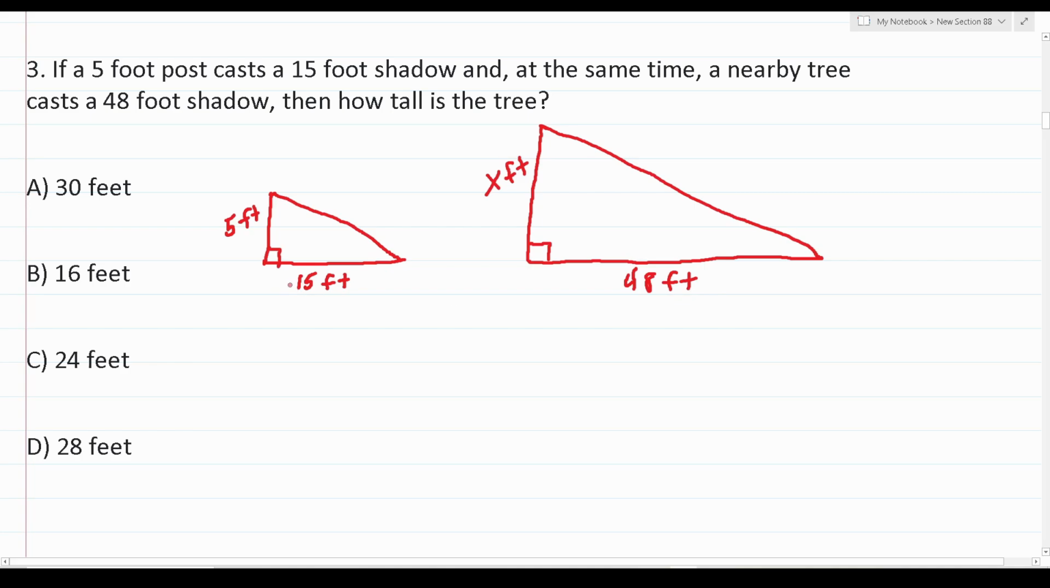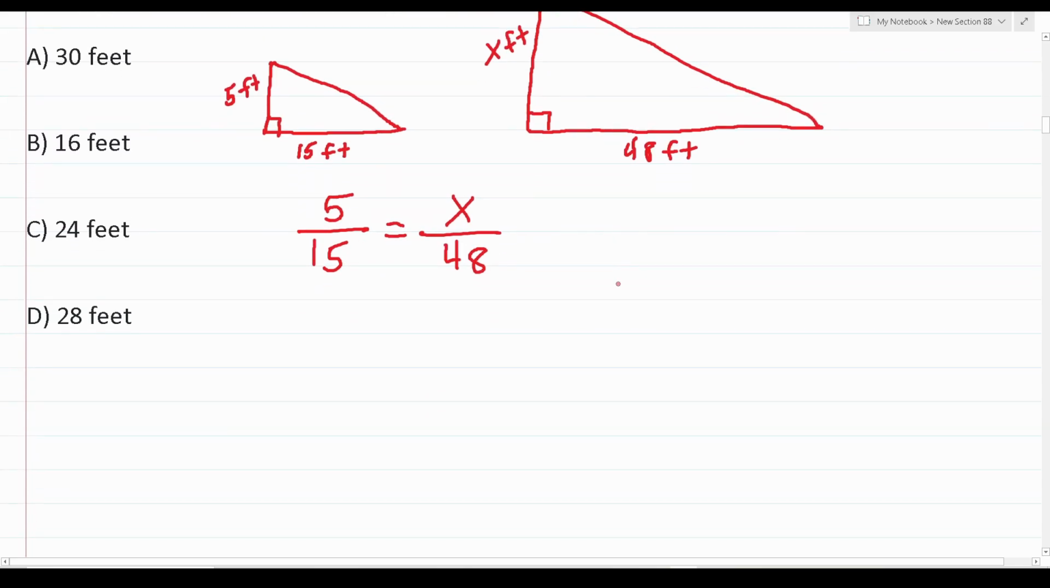Again, what I'm going to do is write this proportion like this. The height of this tree versus the length of its shadow. So that's going to be 5 over 15 is equal to the height of this tree, which is x, compared to the length of its shadow, which we know is 48. All right, so now that we have our proportion set up, all we have to do is cross multiply and simplify accordingly. So let's go ahead and do that. So this is 15 times x, which is 15x, equals 5 times 48.